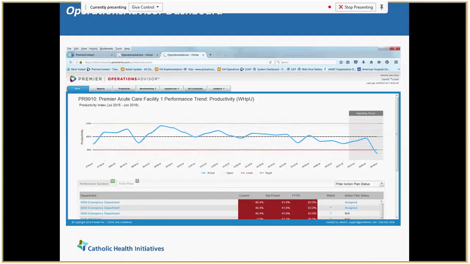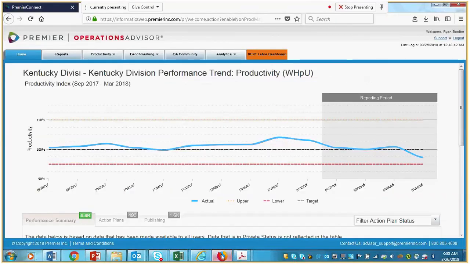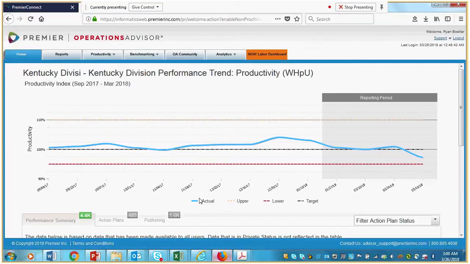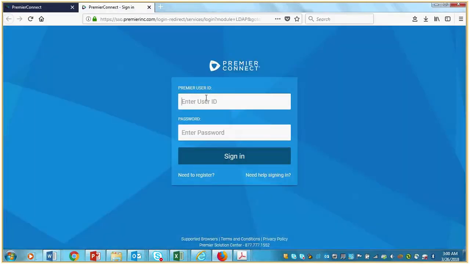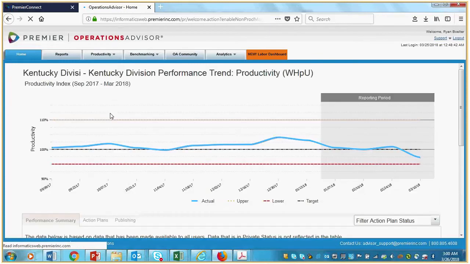All right, so I'm going to exit, and I'm going to log in. Now, if I were logging in, I would log in through Inside CHI. I'm actually not going to do that just because I am using an administrator account, so my screen will look in some instances slightly different than what you'll see when you log in, but that's why I'm using a username and password here. So once you log in, you will come to this home page.